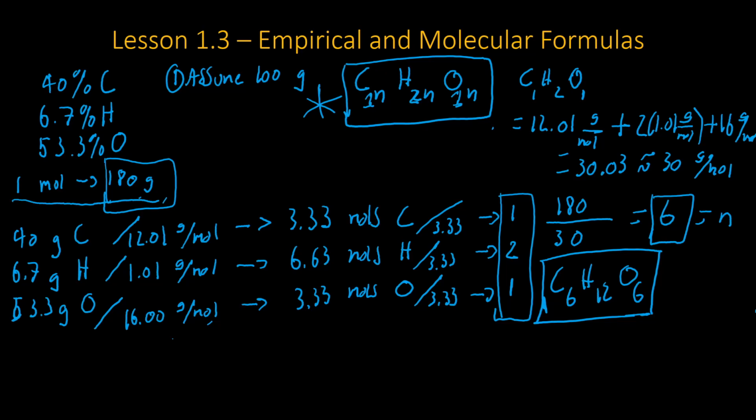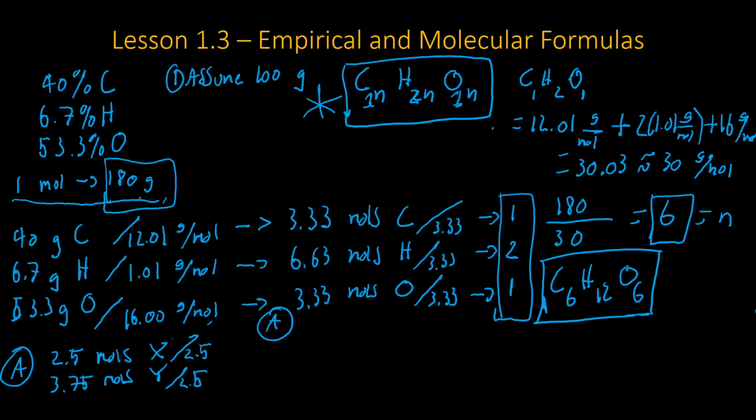At this point in time, there's only one issue that you could potentially run into. Say we had some substance, they gave us all these values, and we wound up with 2.5 moles of element X, and then 3.75 moles of element Y. If we divide each of these by the smallest number, 2.5, you're not going to get an exact value this time. Here you'll get 1, and here you'll get 1.5.